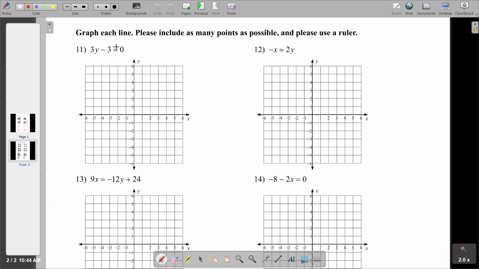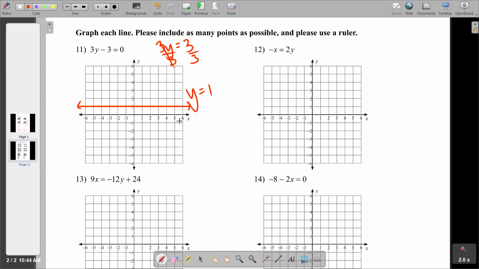And so on this one, I'm going to add 3 to both sides and get 3y equals 3. And then I'm going to divide both sides by 3. And that's going to give me my answer, which is y equals 1. Now that is what I graph. Since it's y equals, again, what kind of line is that? Horizontal. So I'm going to go on the y-axis to 1, and I'm going to graph a horizontal line. And I don't want to lose points for forgetting my arrowheads. So there is problem 11 done. Any questions on that?